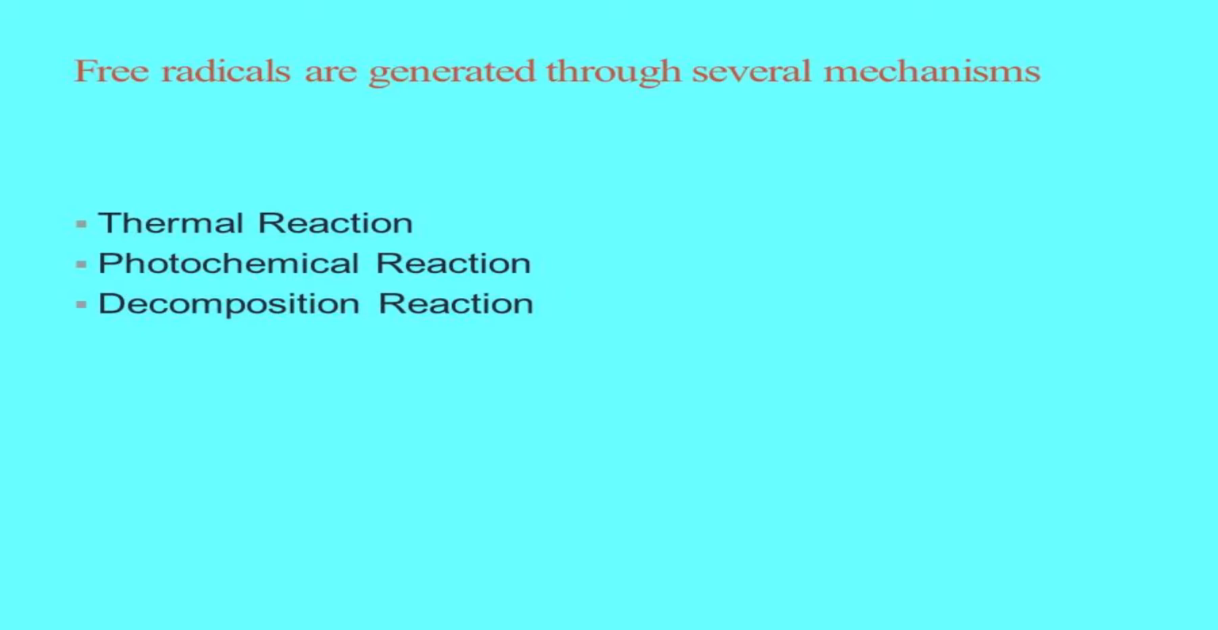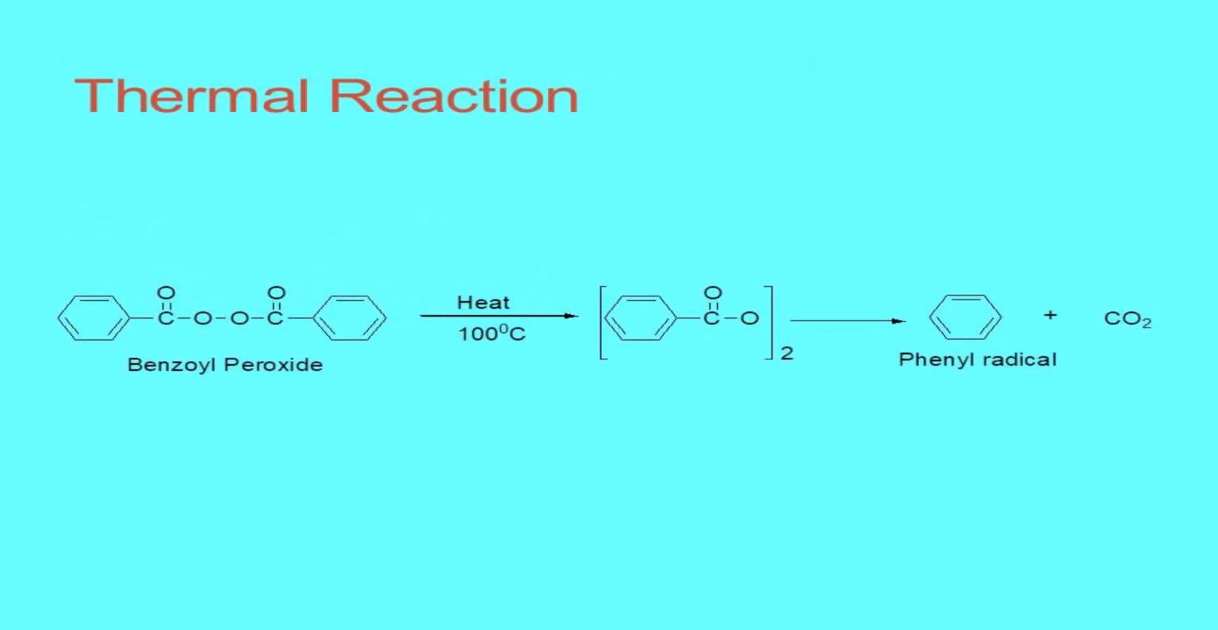Free radicals may be generated by thermal cleavage. In the gaseous phase, some molecules break down at high temperature. When the molecule contains bonds with 20 to 40 kilocalories per mole of energy, cleavage can be caused in the liquid phase. For example, the thermal cleavage of benzoyl peroxide yields phenyl free radical.